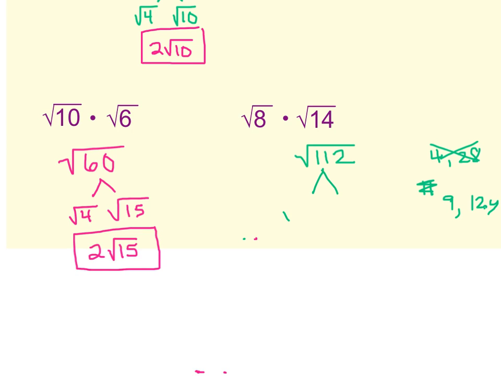112, you can break down into 16 as our perfect square, and it fits in 7 times. And again, just double check, do any perfect squares fit into our other number of 7? No, they do not. So that means that this is going to be our most reduced answer. The square root of 16 becomes a 4, and the square root of 7 stays.